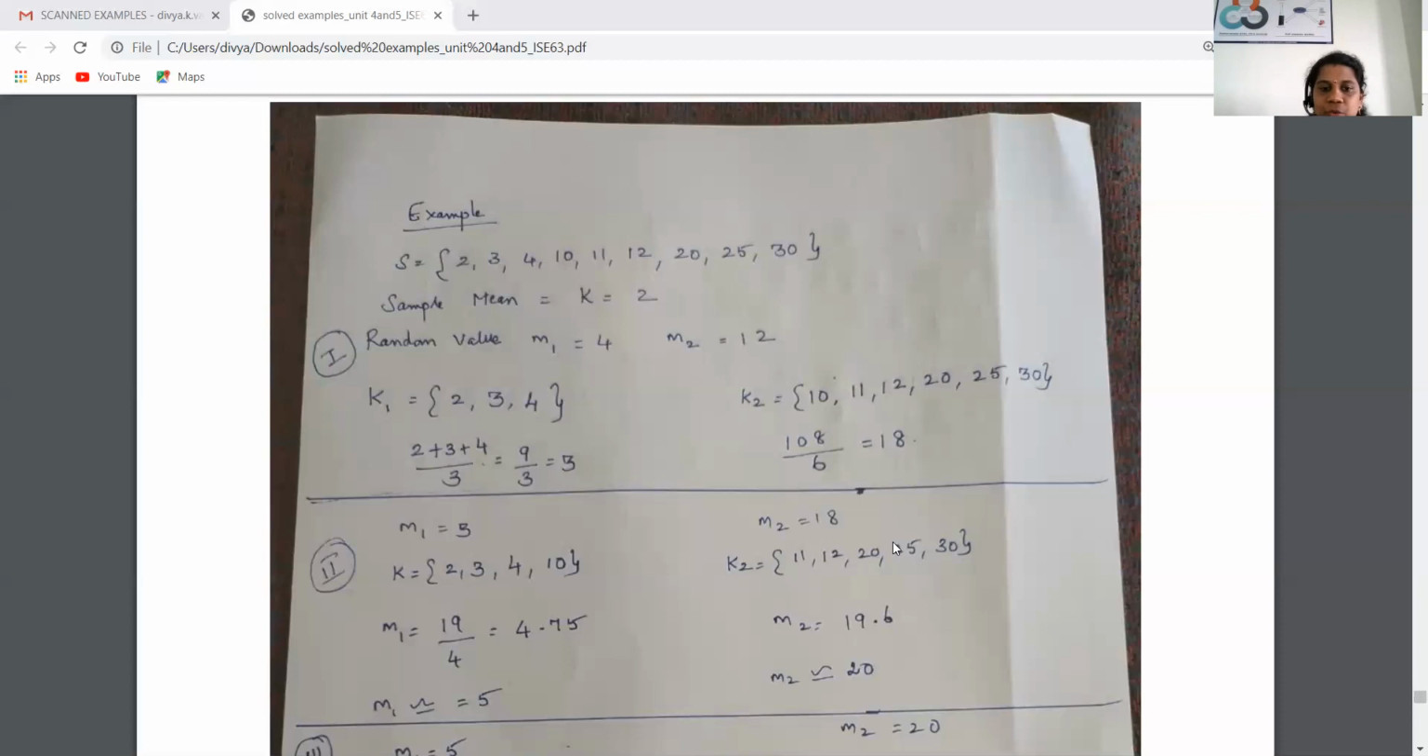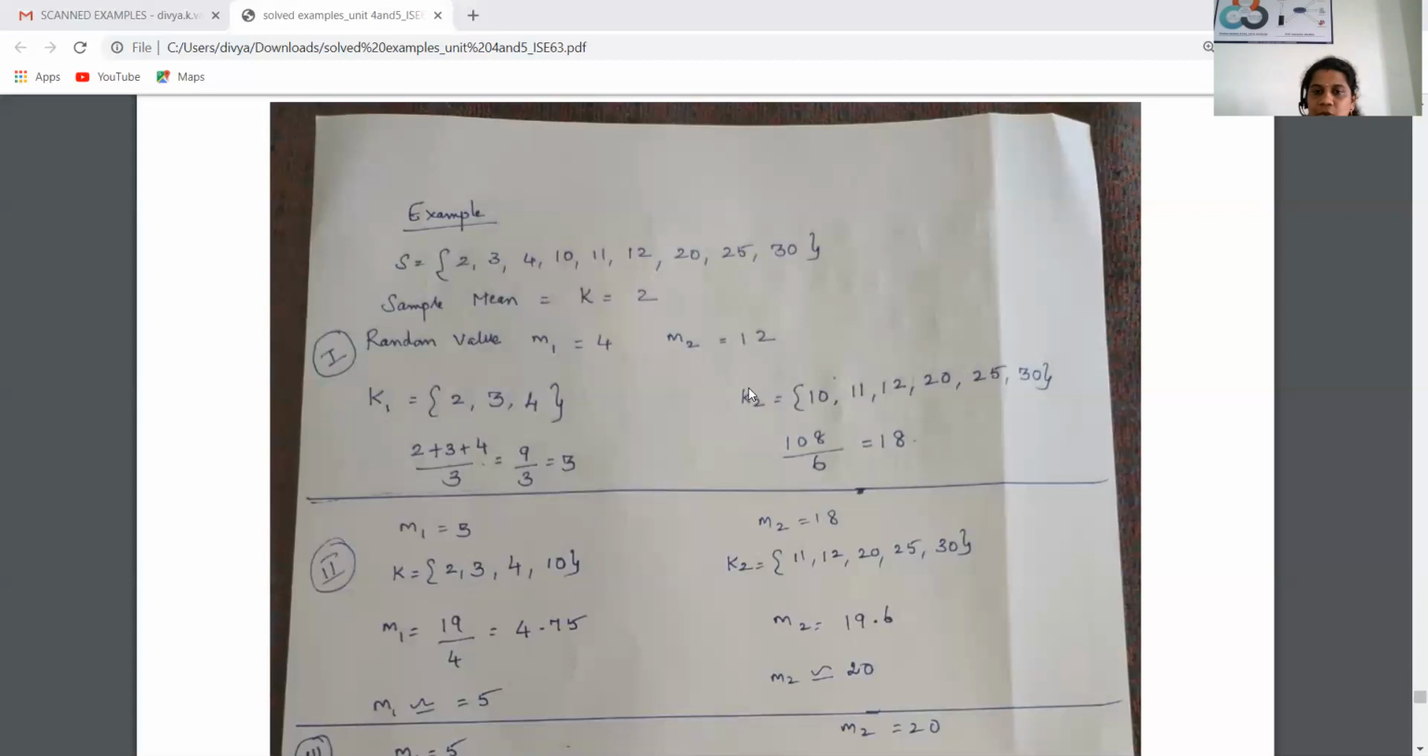So that's what we are doing. Initially we are making an arbitrary cluster with an arbitrary mean value. Then after that we'll calculate the actual mean value. Now based on the new mean value, or the actual mean value, again we are rearranging the cluster. So you can see the first cluster K1 was 2, 3, 4. When we are calculating the actual mean value, the cluster is rearranged as 2, 3, 4, 10.